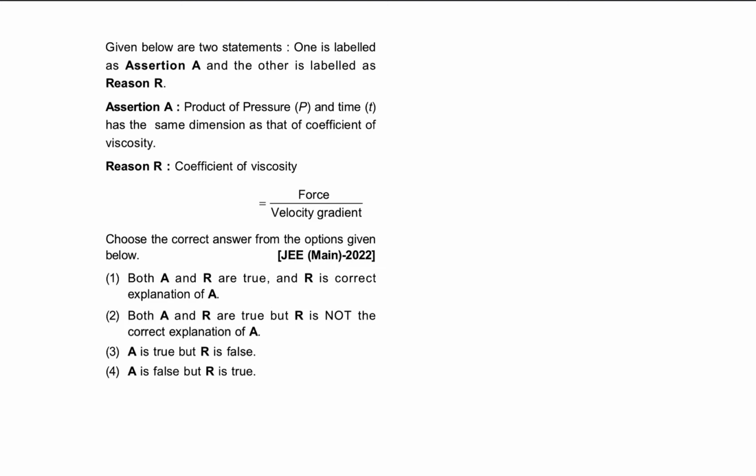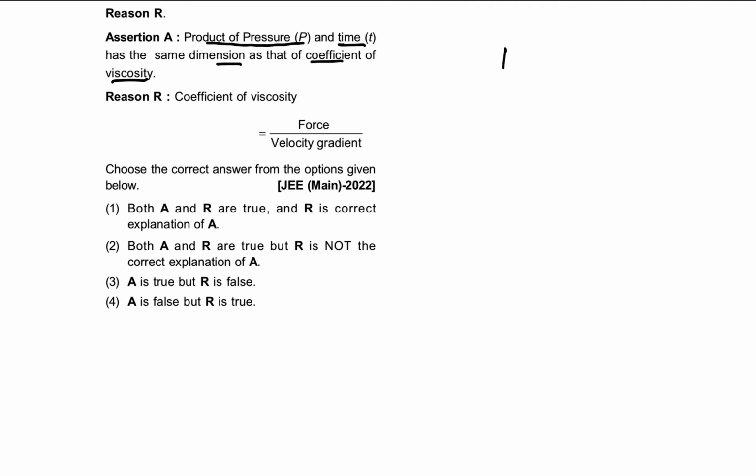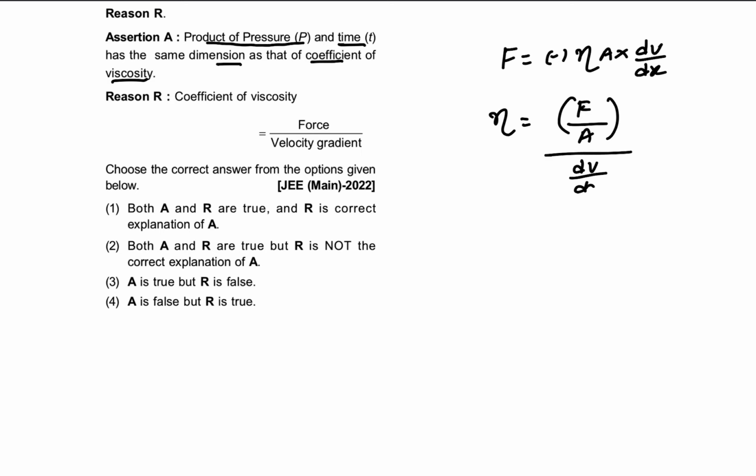Sometimes they ask assertion-reason type and statement type questions also. You can see what kind of question they have asked here: the product of pressure and time t has the same dimension as the coefficient of viscosity. Now, what is the coefficient of viscosity? You can write force is equal to negative of eta into area into velocity gradient dv divided by dx. We can see eta is equal to F divided by area, that is pressure, divided by dv by dx.